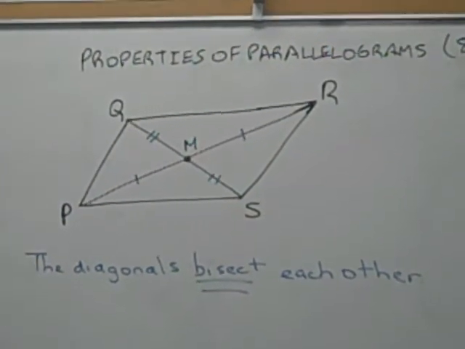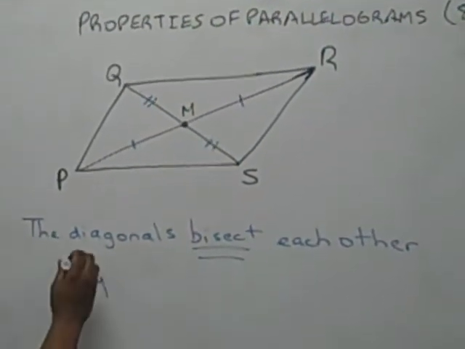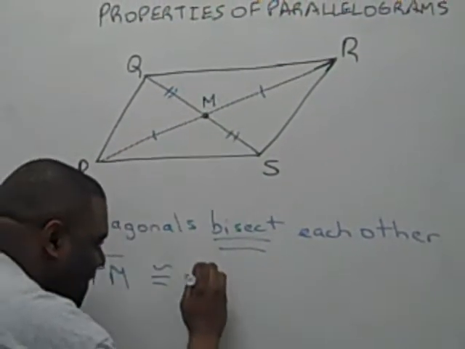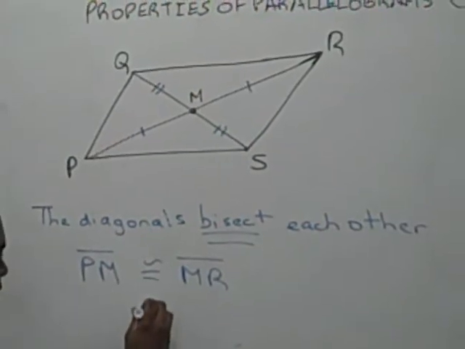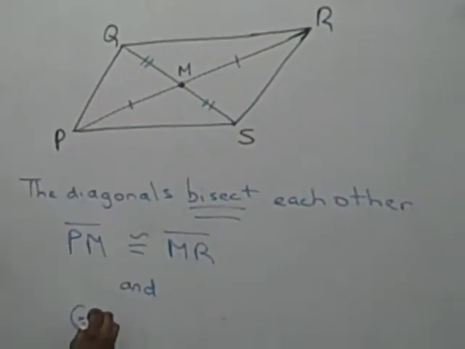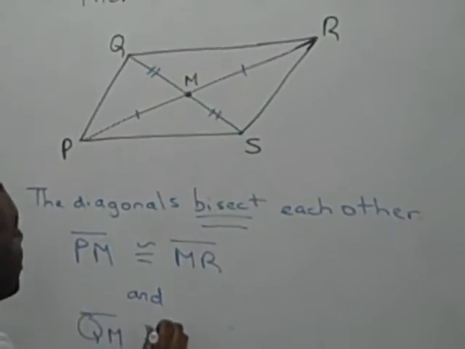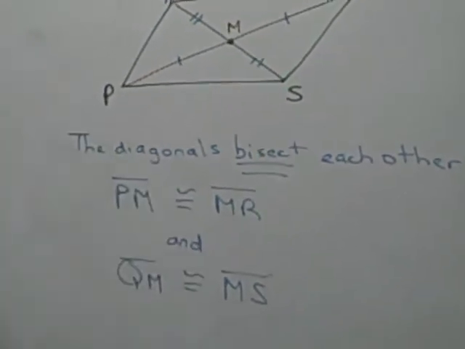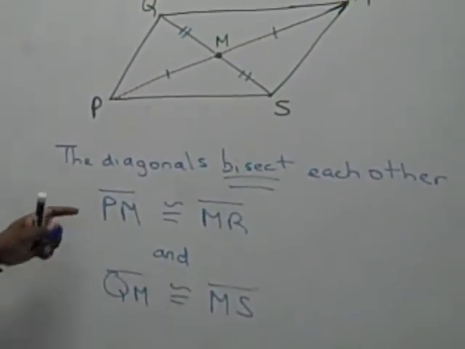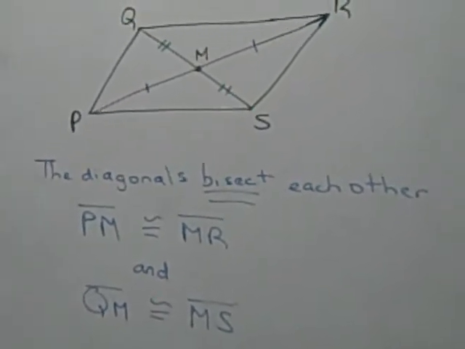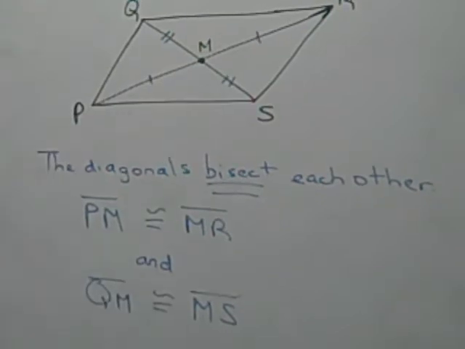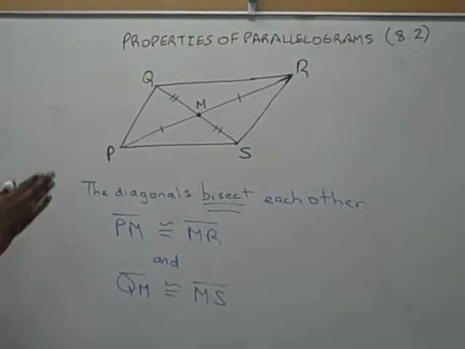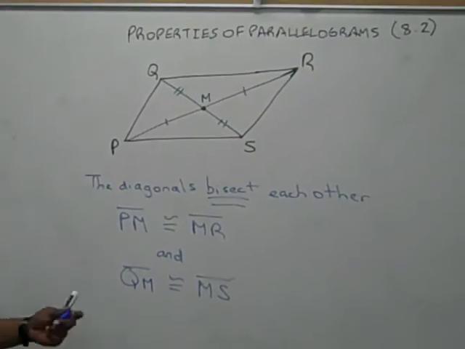So in this problem, what that means is that the line segment PM is congruent to MR, and QM is congruent to MS. Anyway, that's what's happening here on this problem. So the diagonals bisect each other. Now we're going to do two example problems, one on a coordinate graph, coordinate grid, and then we're going to come back here on this, and that will take care of our lesson for today.